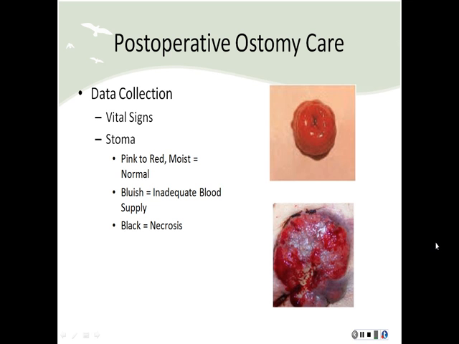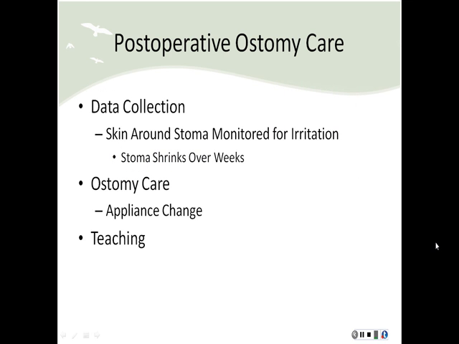Postoperative care is much like after any other surgery: monitoring vital signs, encouraging coughing and deep breathing, and early ambulation. We also want to assess the stoma. Again, the stoma should be pink to red, and it should be moist. A bluish color indicates that there's inadequate blood flow to the stoma, and if it's black, this indicates necrosis.